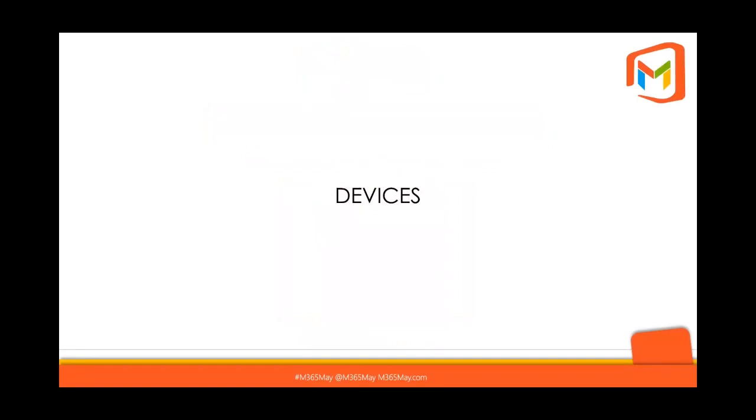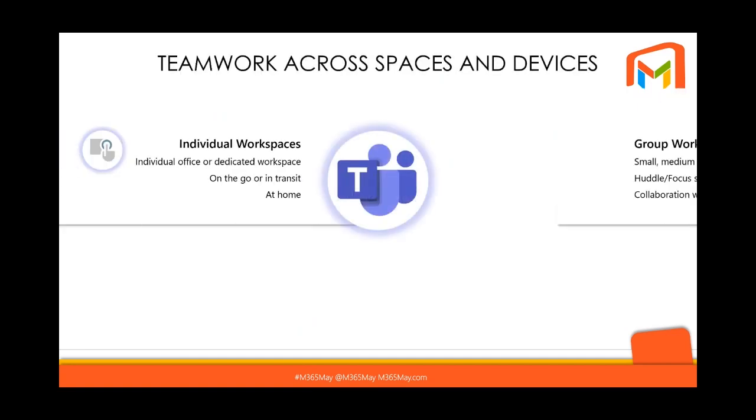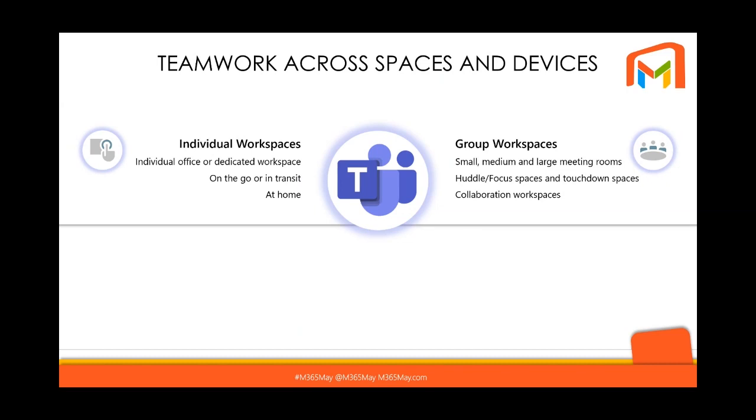Okay, devices. Now, of course, we've talked about some features of the client and we've talked about how we actually get calls into the cloud, but we need devices if we're going to use Microsoft Teams for calling. So two main categories of devices. We have individual workspaces, so whether it's me at my desk or me on the road or wherever I happen to be. And then we have group workspaces. So that's our meeting rooms. It might be lecture theatres, might be a whole bunch of different things that we have.